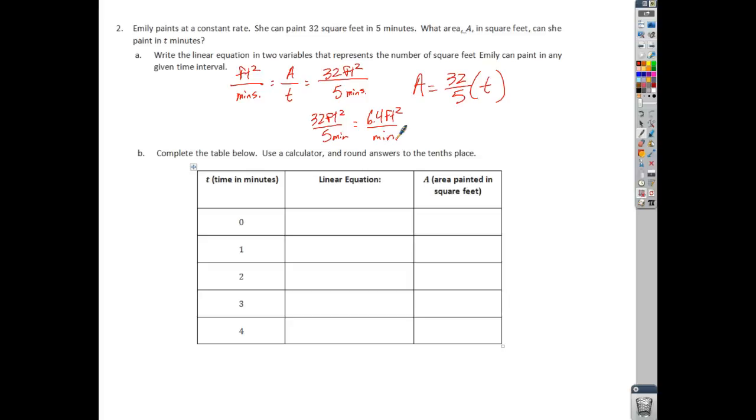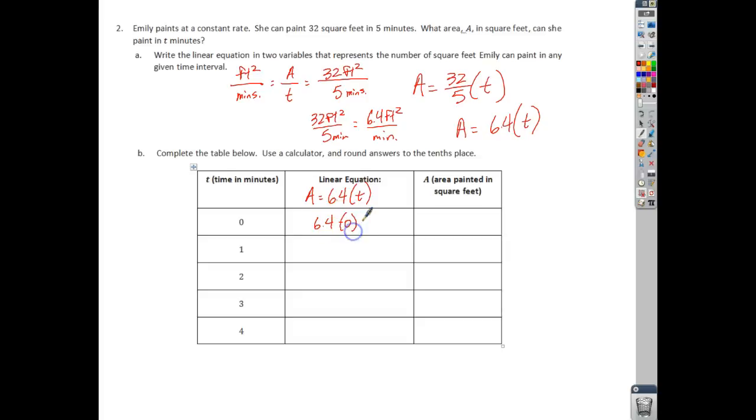All right, so another way we could do it also is the area is equal to 6.4 multiplied by the time. So you can use either one, whichever one you want. I know which one looks easier to me, so I'm just going to use this one. So we know that the equation is 6.4 multiplied by t. Then we can just do this.